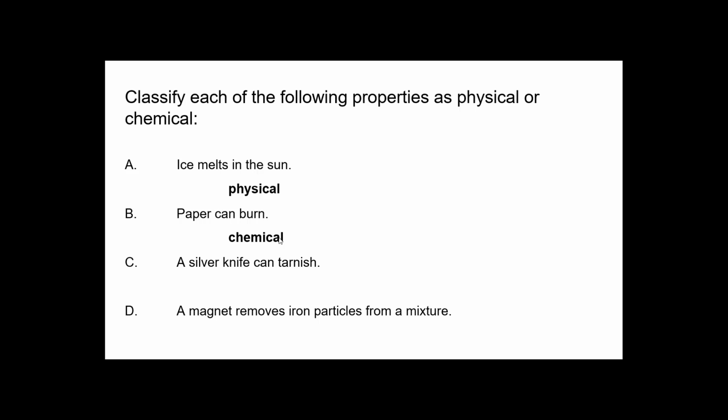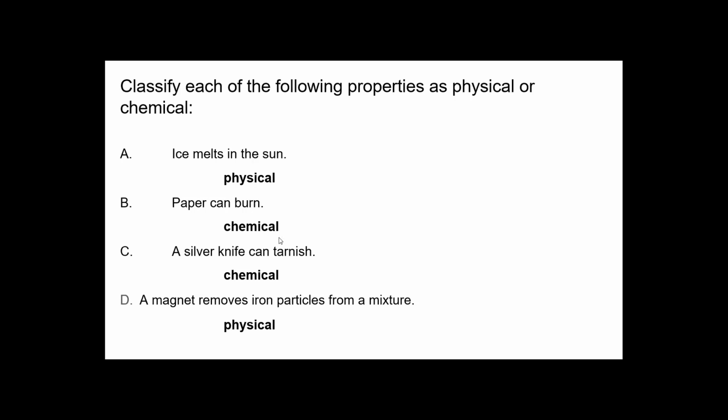A silver knife can tarnish. Once the tarnishing has started, can you get back that silver? No, you cannot. It's a chemical change. A magnet removes iron particles from a mixture. That would be a physical change because that's just a separation. You're separating two compounds out.